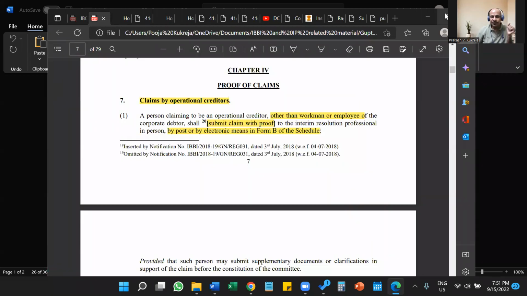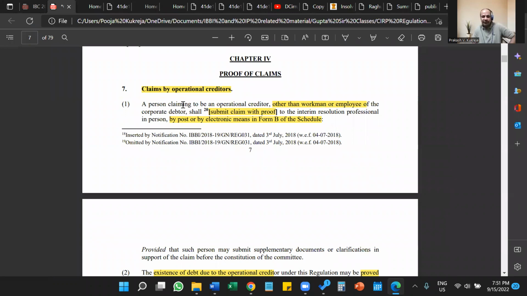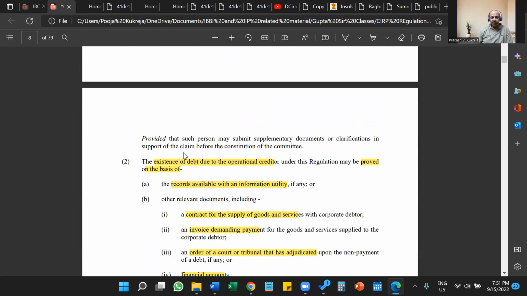Now, each of the creditors will have different ways. Let's look at each one of them. So first is your operational creditors, which is other than workman and employee. So they can submit claim with proof by post, by electronic means in Form B. Now, remember, from exam point of view, you should know the mode of submission of the claim. So this is in person, post, and electronic means. There would be a 1-mark MCQ, whether the form submitted by operational creditor or let's say a financial creditor by person is valid or not. So financial creditor, no, but operational creditor has an option to submit any of these three modes, Form B, right?